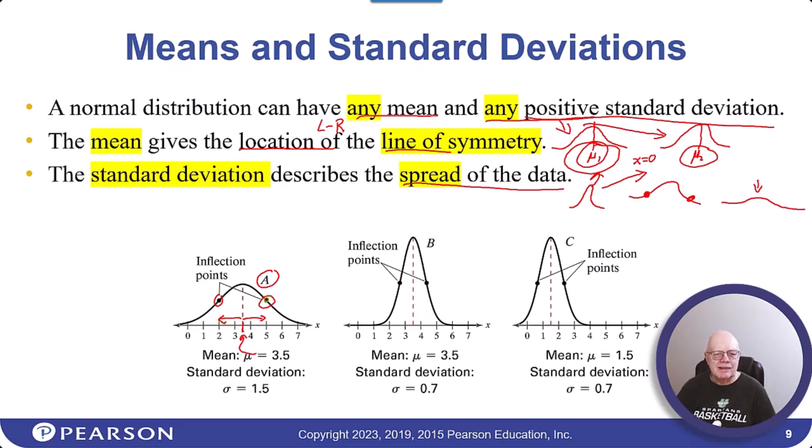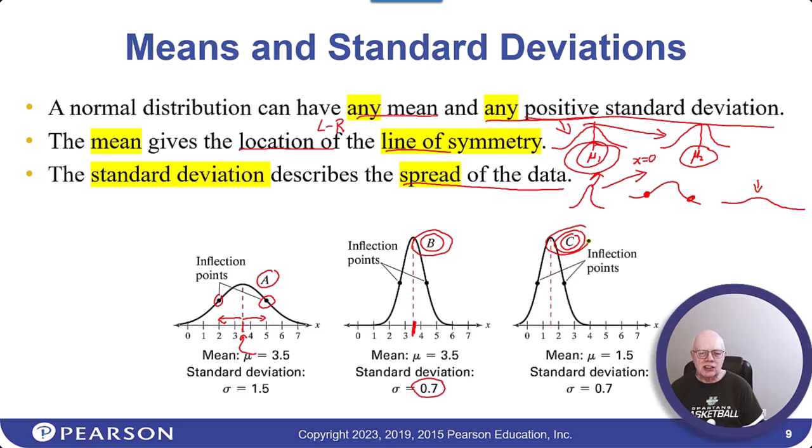Now, let's take a look at B. There we go. Now for this one, notice we've got the same mean. So its location of the axis of symmetry is at the same place. However, the standard deviation is smaller, which means it doesn't have as much spread. That means it's squished together, so to speak. That's B.